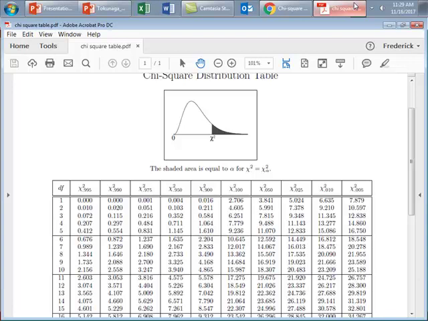For that, which column are we going to use? The 0.05, not the 0.25, because we're not splitting it in half for 2 tails. We only have one tail. We're only going to use this column for now. So with 3 degrees of freedom, what is our critical value of chi-square? 3 degrees of freedom, 7.815.